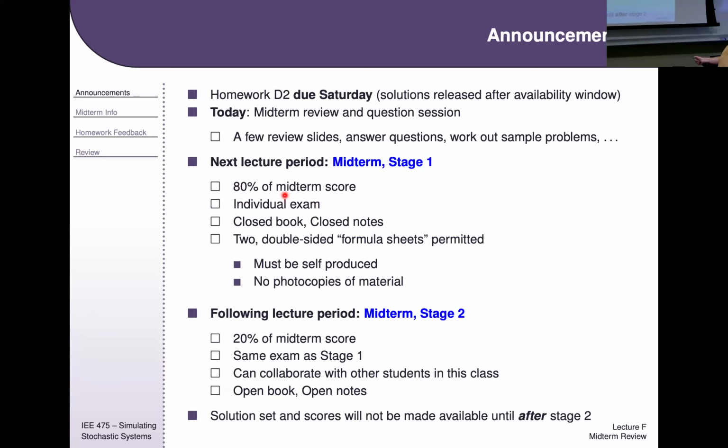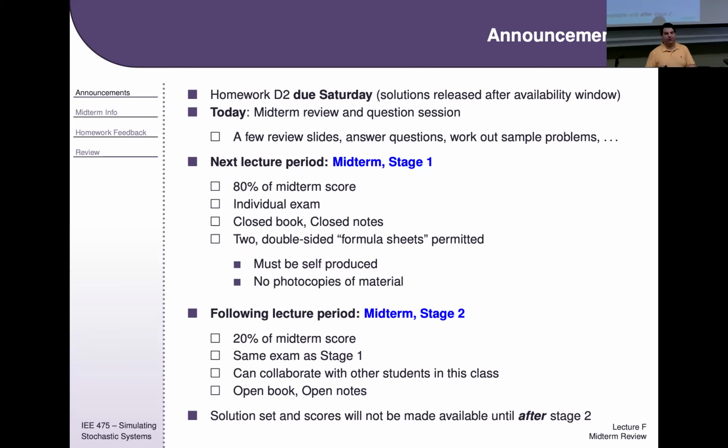So then that will get scored. You will not know your score immediately after stage one. You'll not know the solutions immediately after stage one. During stage one, you can have access to 2 double-sided formula sheets. I say they're self-produced, no photocopies or screenshots of my material or textbook material. If you want to draw a graph, that's fine. You can include that in there.